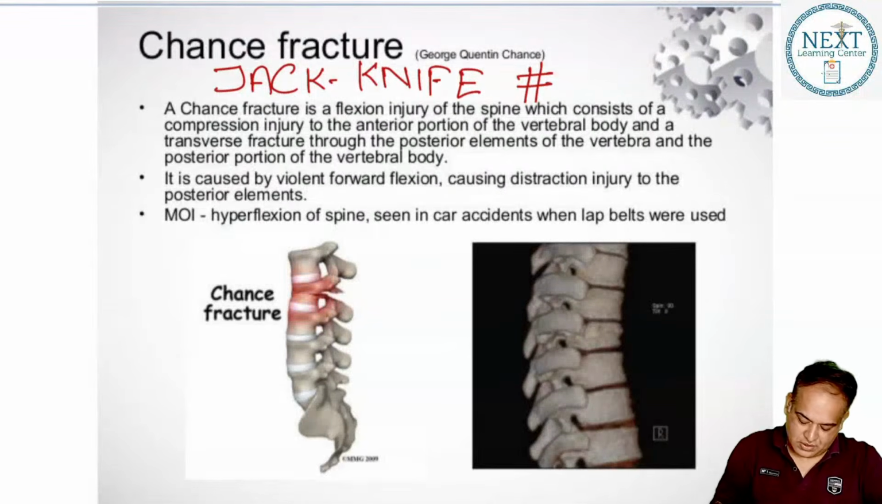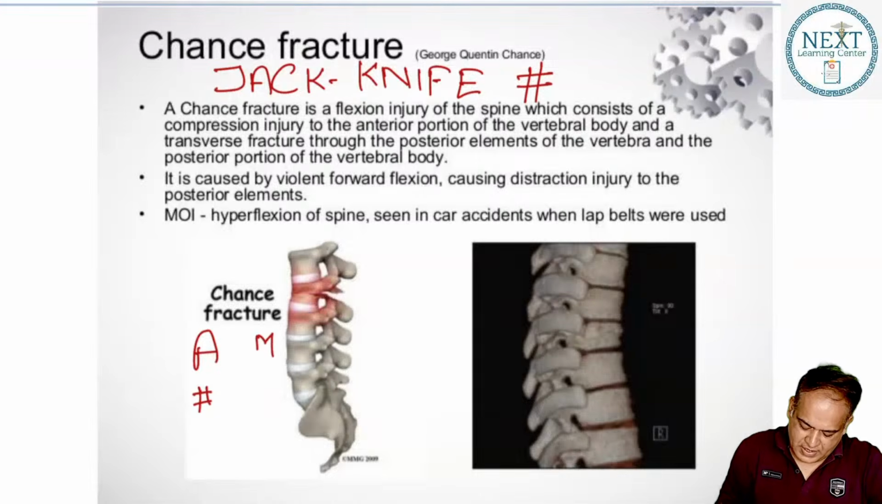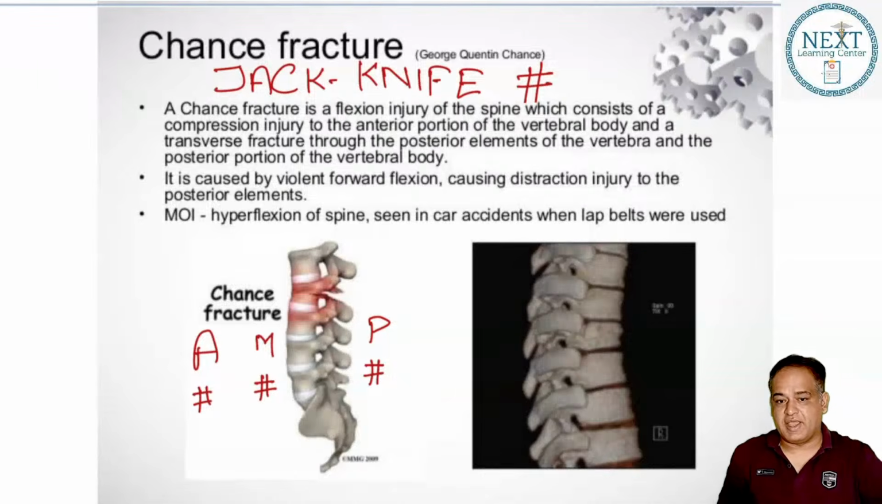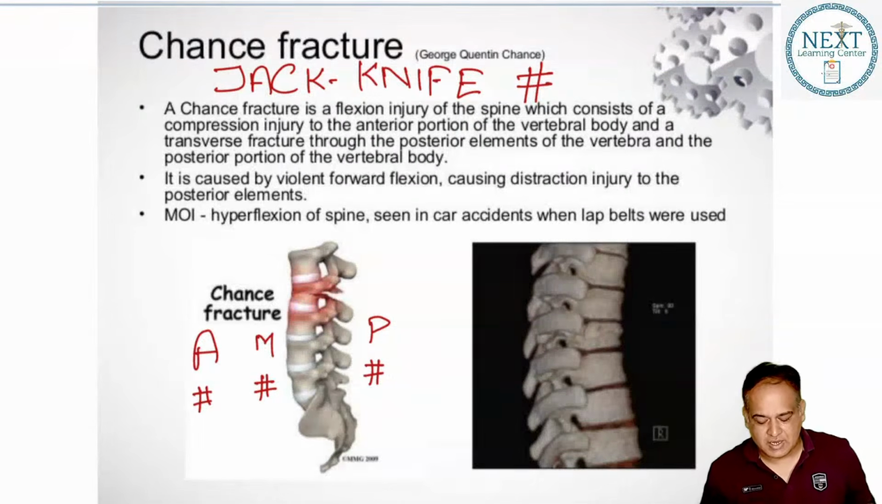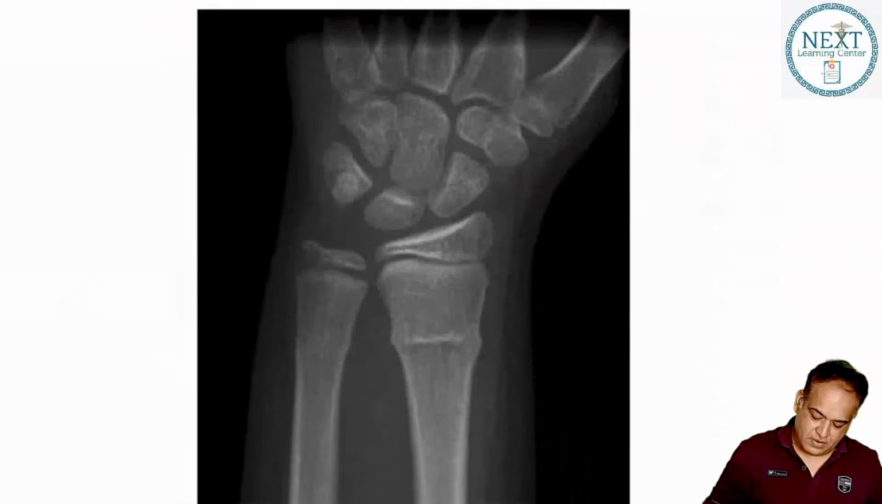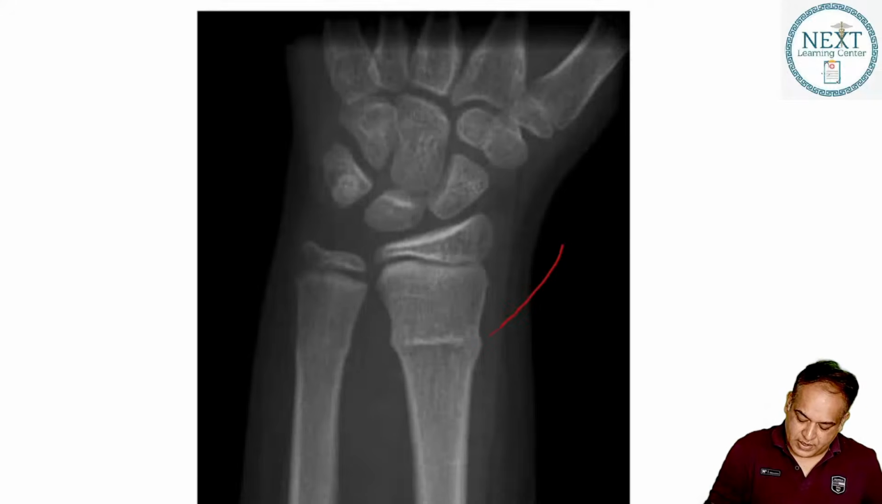Jackknife fracture. So anterior part of spine fractured. Middle part of the spine fractured. Posterior part of the spine fractured. So this is an unstable injury. Jackknife fracture. Here, what do you get to see?